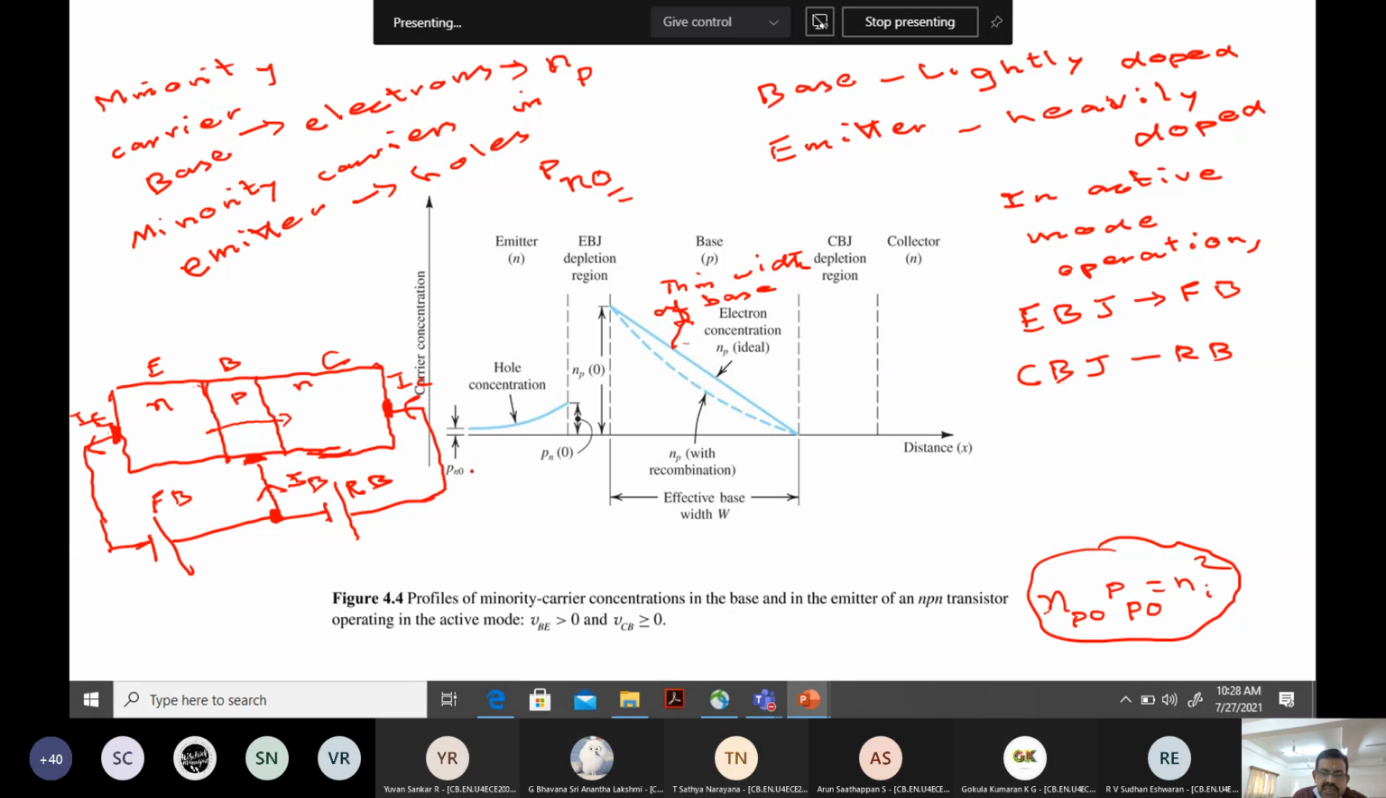So what is happening here? We have to understand that whatever profile you are seeing is actually about the excess minority carrier that comes into play. So this is exactly what you have to understand. There is a minority carrier here, there is a minority carrier here, there is a minority carrier here.